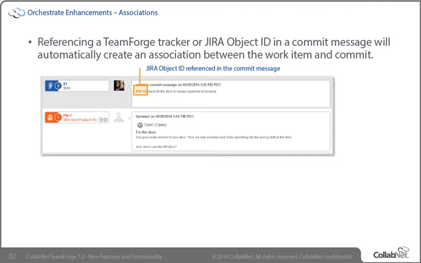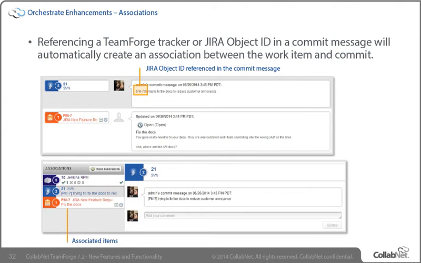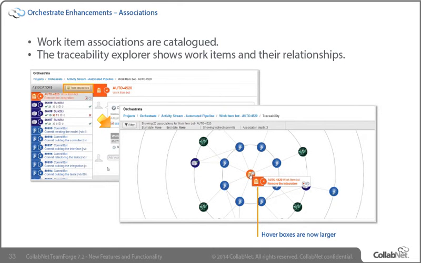Referencing a TeamForge tracker or Jira Object ID in a commit message will automatically create an association between the work item and commit, providing traceability and continuity. Work item associations are also cataloged. The traceability graph shows work items and how they relate to other activities in your life cycle.